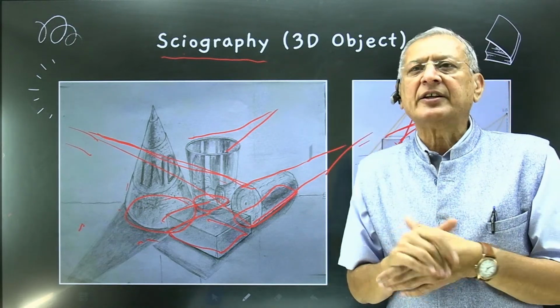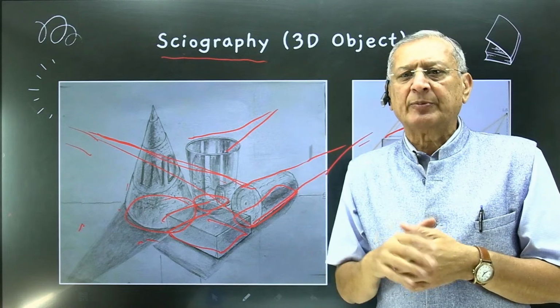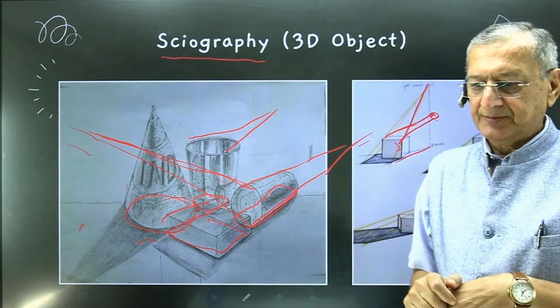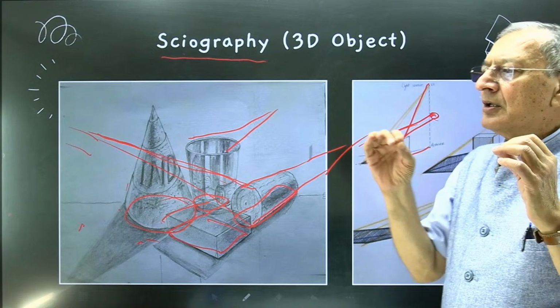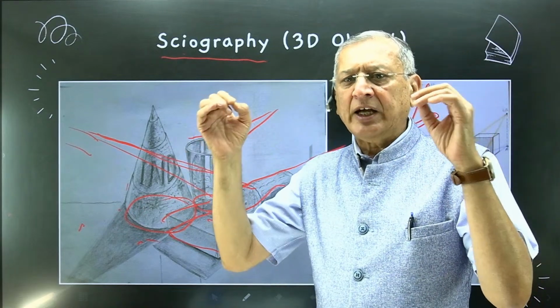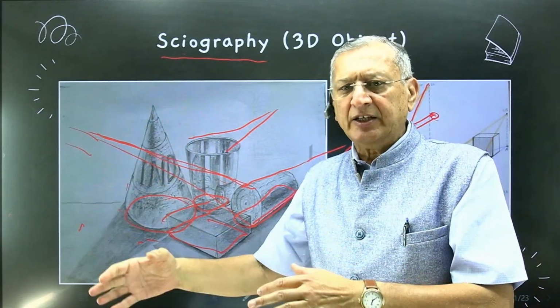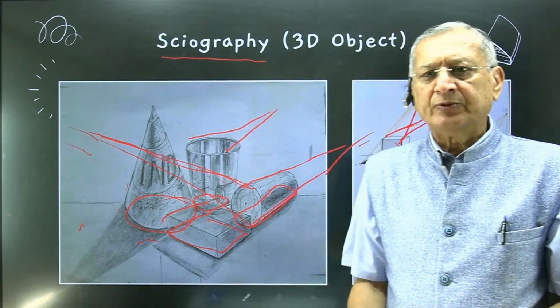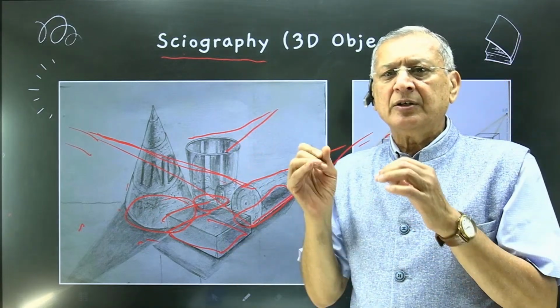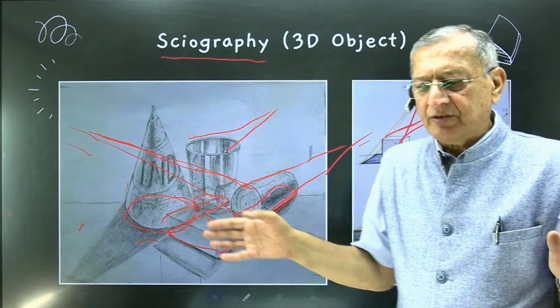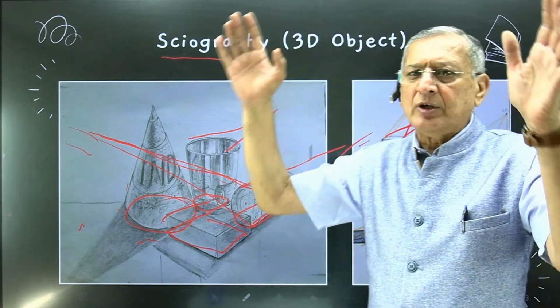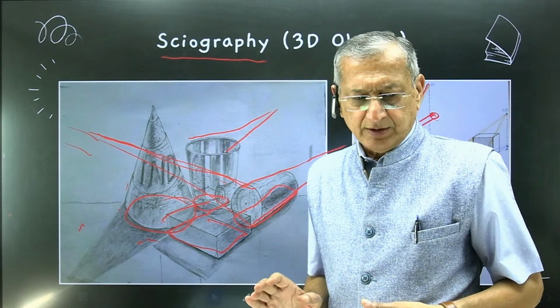You can create it with help of a human figure by the side of the sculpture. Human figure, average height of an Indian male, 5 feet 9 inches, of an average Indian female 5 feet 3 inches, and accordingly you can make the sculpture.